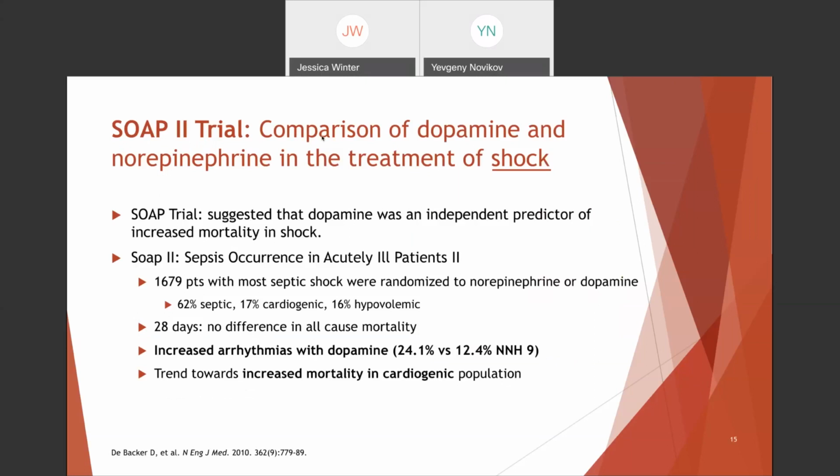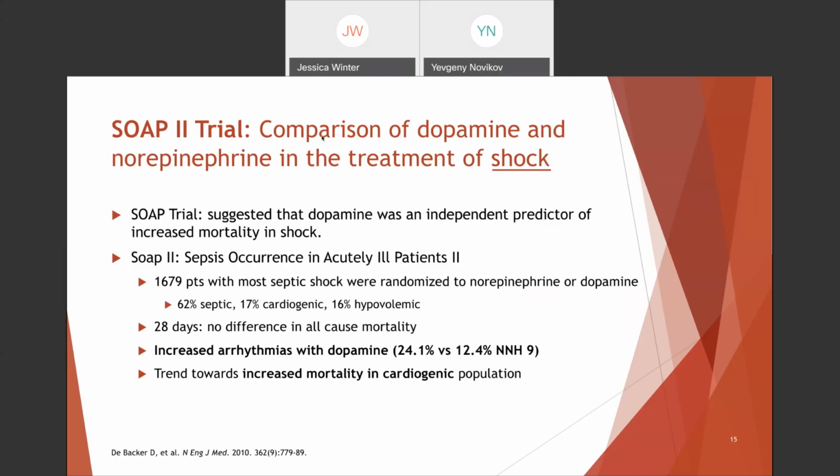So they redid it in the SOAP2 trial, which was basically taking patients that had sepsis, around 1,700 patients, all randomized, who had septic shock, and they were either going to receive norepinephrine or dopamine as their first-line vasopressor to target a mean arterial pressure of 65. As you can see here, they all had septic shock, but they could have other shock states. So about 17% of them actually had cardiogenic shock in addition to infection. And their primary outcome was 28-day mortality.